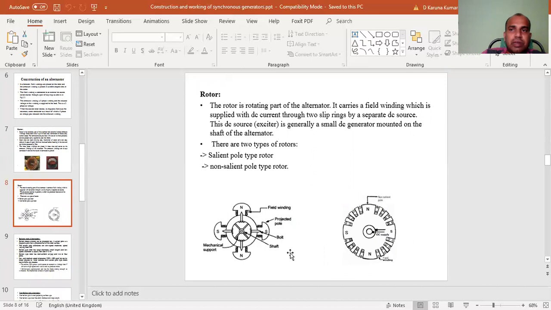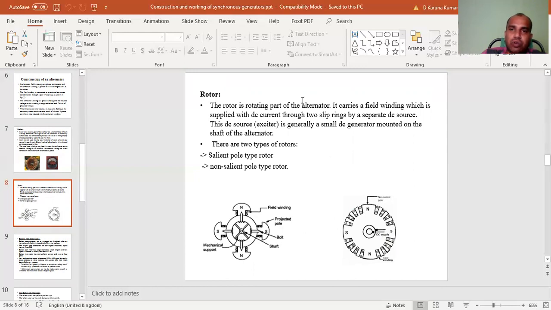The next part of the alternator is the rotor. The rotor is the rotating part of the alternator. It carries the field winding, which is supplied with DC current through two slip rings by a separate DC source. This DC source is generally a small DC generator mounted on the shaft of the alternator.